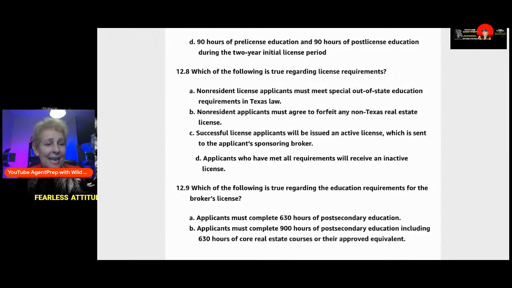D, it is. Applicants who have met all requirements will receive an inactive license, right? Once we do the application, we get the letter to take the exam, and we can get our fingerprints. As soon as we get that letter, then we take the exam, and when we pass, we become inactive license status. Until when? When do we become active? When do we become an actual realtor? Somebody type that in the chat, please.